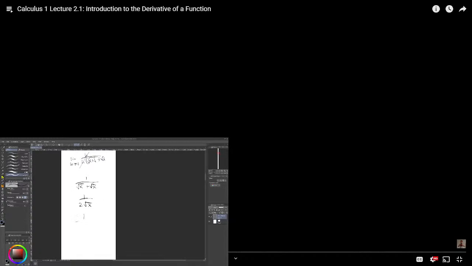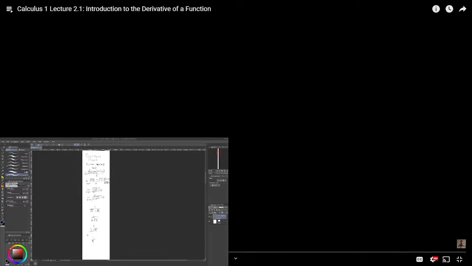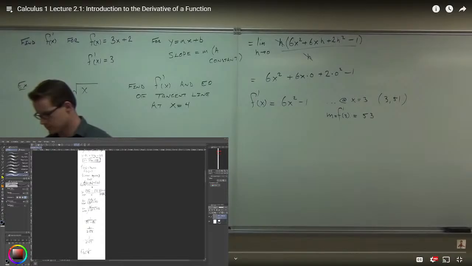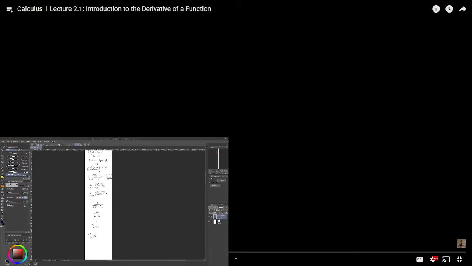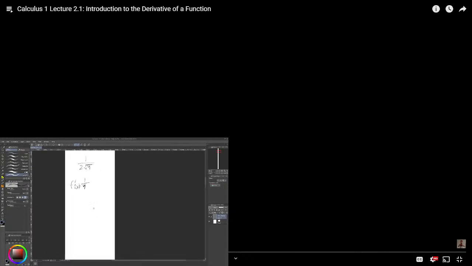Since we're looking for 4, we can plug in 4. 2, 1/4. And that's the derivative. So we got that. And we're looking for the equation too. Pretty sure? Yeah. So for 4, the square root is 2, so the point would be 14.